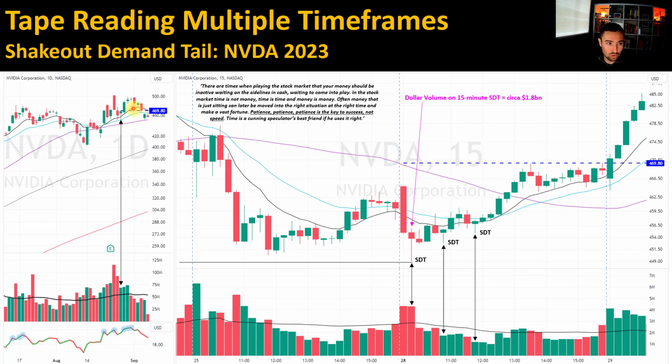Nvidia, this is one that I bought recently and then it rolled over, but again, free rolled into that before it rolled. Active risk mitigation, really important. So Nvidia, daily chart, shake out demand tail. Now we're looking at the 15-minute chart. Again, presence of demand will display itself in a similar way across all time frames.